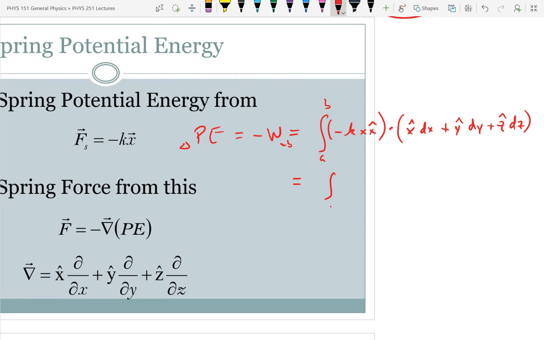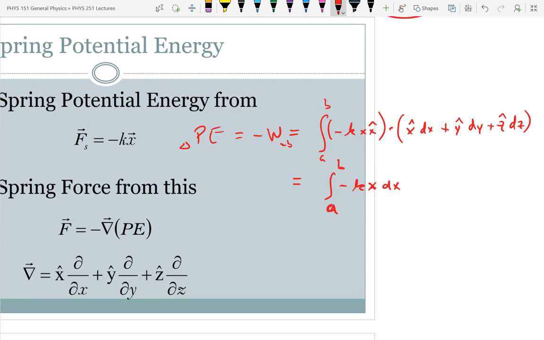I'm still going to leave my integral. What do I get when I do that dot product? The y hat and z hat terms are going to disappear because there was no y hat or z hat in the force. And so all I'm going to have is minus kx dx. What happens to my x hats? Nothing, they cancel. x hat dot x hat is 1.